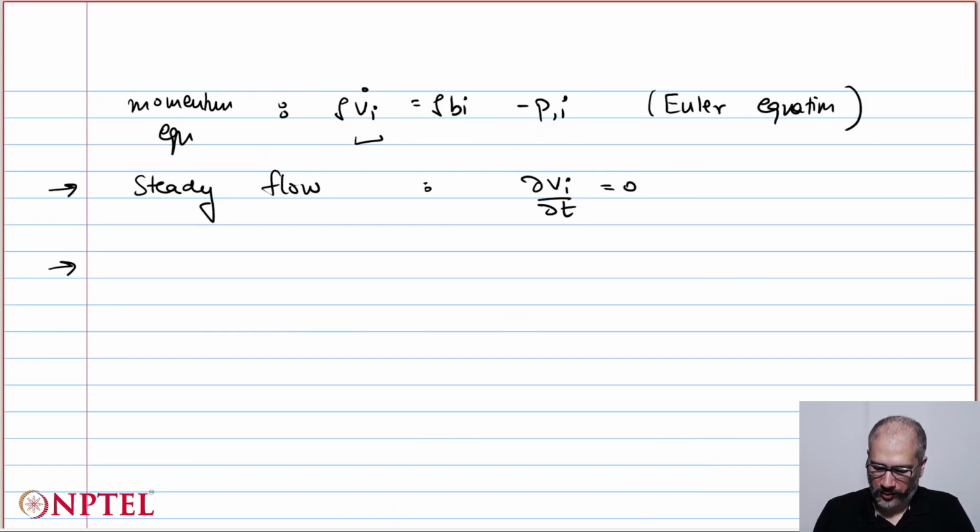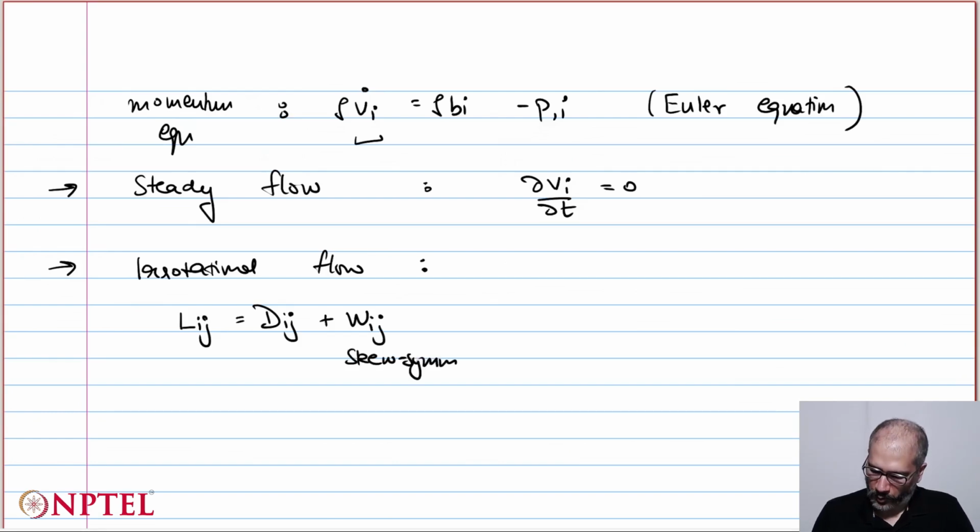Now let's talk about another situation which is called irrotational flow. If you recall, the velocity gradient tensor Lij was written as Dij, the symmetric part, and then there was a skew symmetric part, Wij, which was called the vorticity or the spin tensor. For this irrotational flow, there is no rotation. That means the vorticity or spin is 0. So the W tensor is identically 0 for irrotational flow.